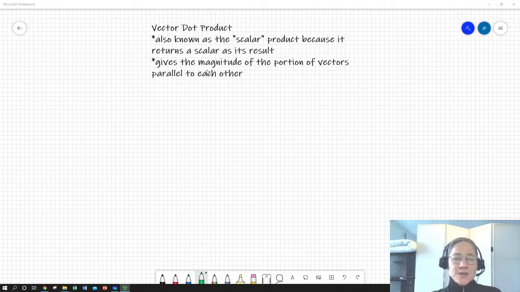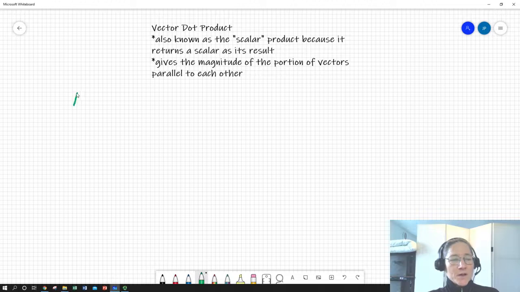For the purpose of engineering statics, the most important aspect of the vector dot product is that it returns, by definition, the magnitude of the portion of those vectors that are parallel to each other. And there are all kinds of times that we really have to know what's parallel, or we need to define something important in terms of a parallel portion. So that's really the way we use the dot product in statics.